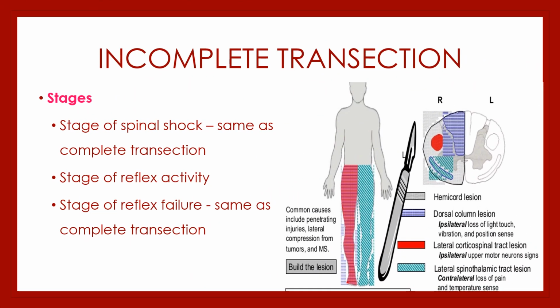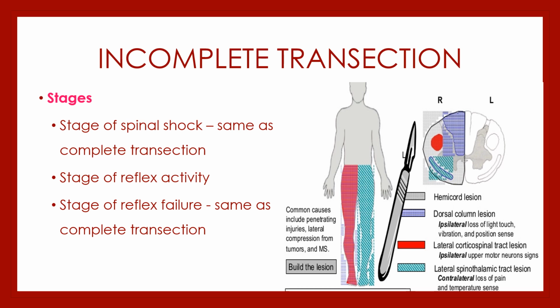Incomplete transection of the spinal cord. Here, even if the spinal cord is gravely injured, still there will be some of the tracts that will be intact. It is not completely injured.